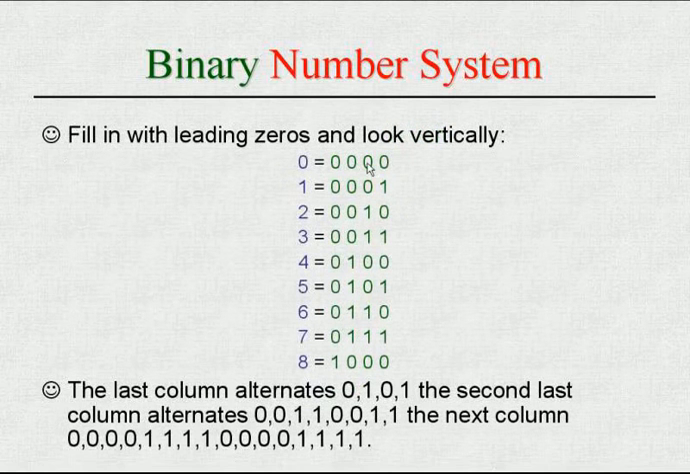0000, 0001, and so on. Now do you see the pattern? Look in the columns of each of these rows. Notice what happens. You have 0, 1, 0, 1, 0, 1, 0, 1, 0, and the next one would be 1. Next one over is 0, 0, 1, 1, 0, 0, 1, 1, 0, 0, 1, 1. Next one over is 0, 0, 0, 0, 1, 1, 1, 1, 0, 0, 0, 0, 1, 1, 1, 1, and so on.